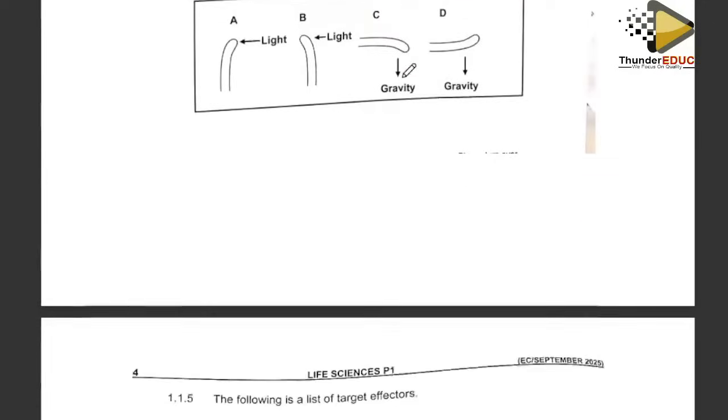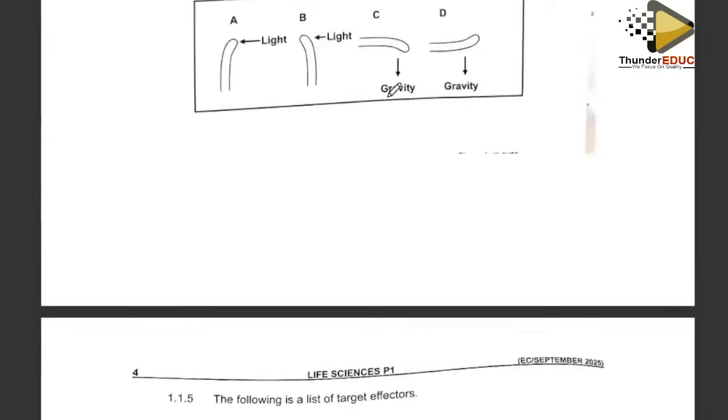If it bends away, meaning it's not growing towards the Earth's surface, because gravity is pulling objects towards the Earth's surface, then it becomes negatively geotropic. If the shoot bends towards the source of light, it becomes positively phototropic. But if it bends away from light, it becomes negatively phototropic. So that's the meaning of that statement.